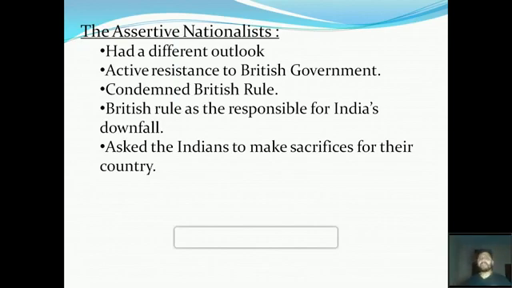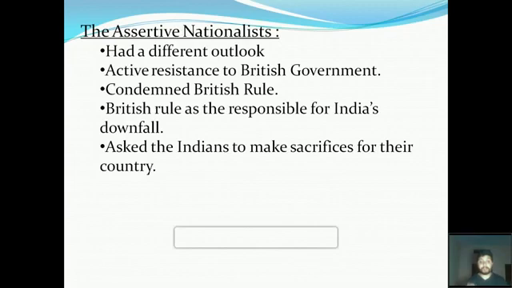And the assertive nationalists were having very young blood. As a result, they demanded of the people, if you are ready to sacrifice your life, if you are ready to go for a bloodshed, we will get freedom. If you are ready, we will get freedom. So they asked the Indians to make sacrifices for their country.